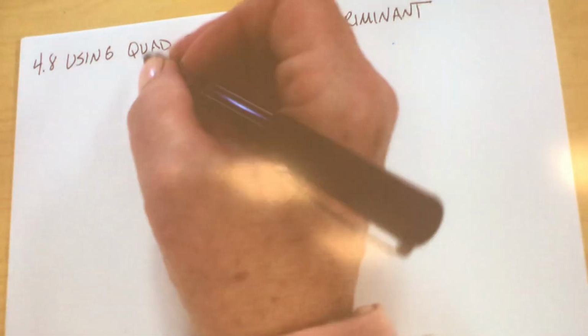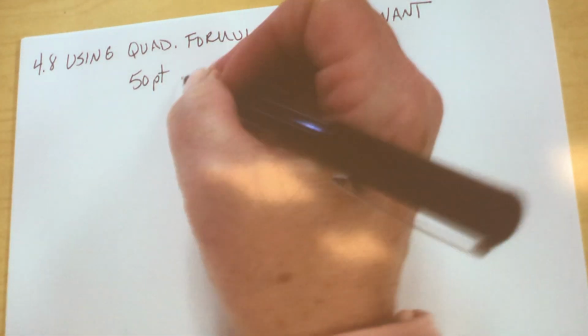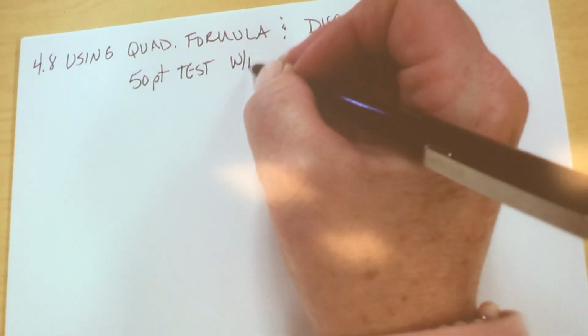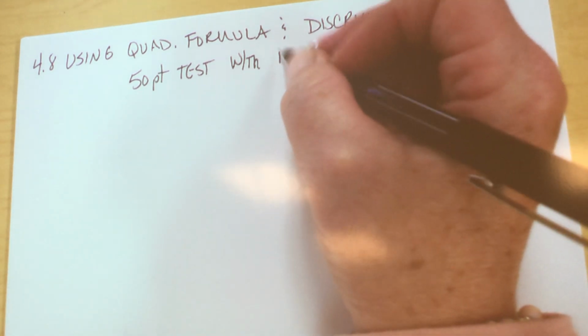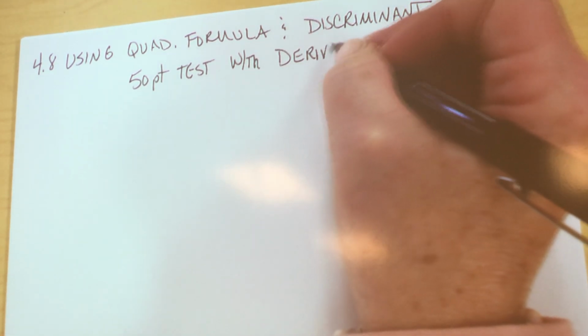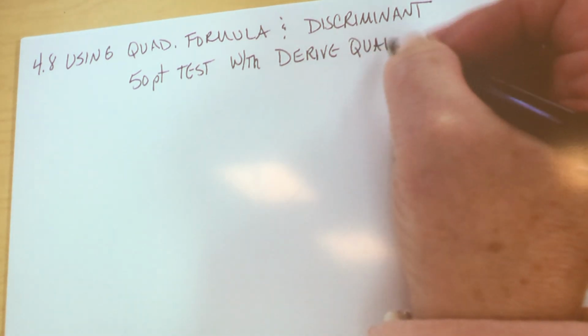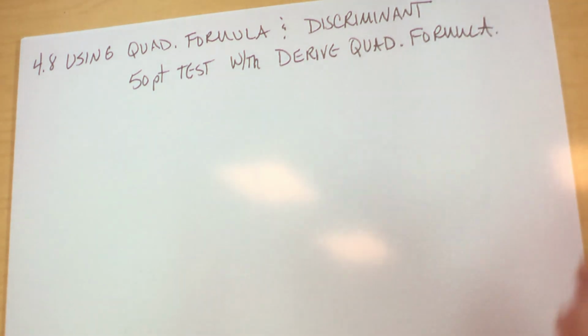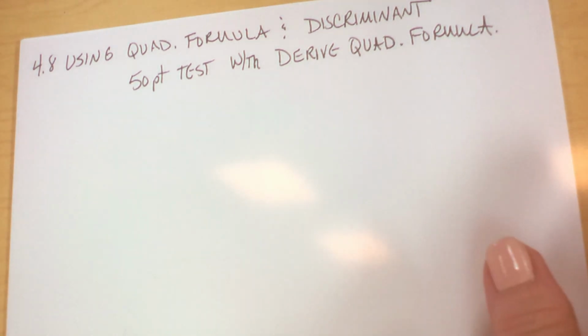All right? So we are going to derive, so you have a 50-point test, either Wednesday or Thursday, and it is derive the quadratic formula. Okay? Derive the quadratic formula. Do y'all think somebody just made the quadratic formula up? I think somebody made math up as a whole. Nobody made math up. Y'all discovered math, but nobody made it up.